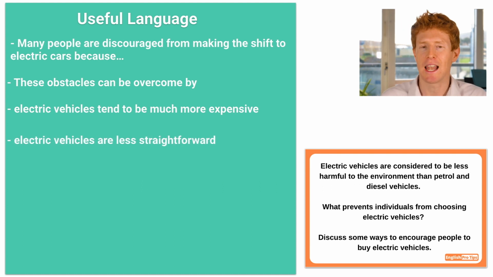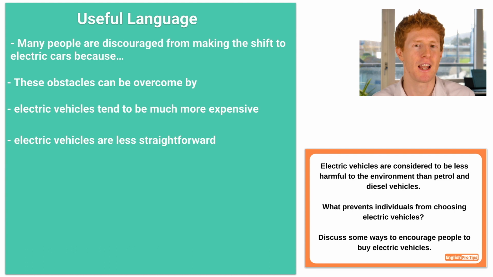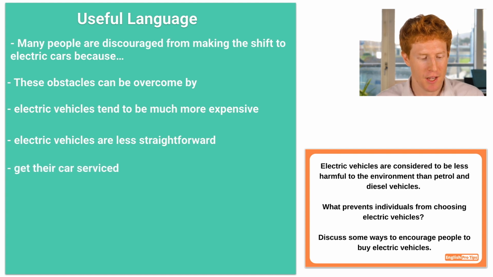Electric vehicles are less straightforward. So instead of saying they are complicated to use, we can say that they are less straightforward. So straightforward means easy to use. Get their car serviced. Okay, so every so often people need to take their car and get it serviced, so make sure that everything is working properly. Maybe people don't know how to get their car serviced if they have an electric car.